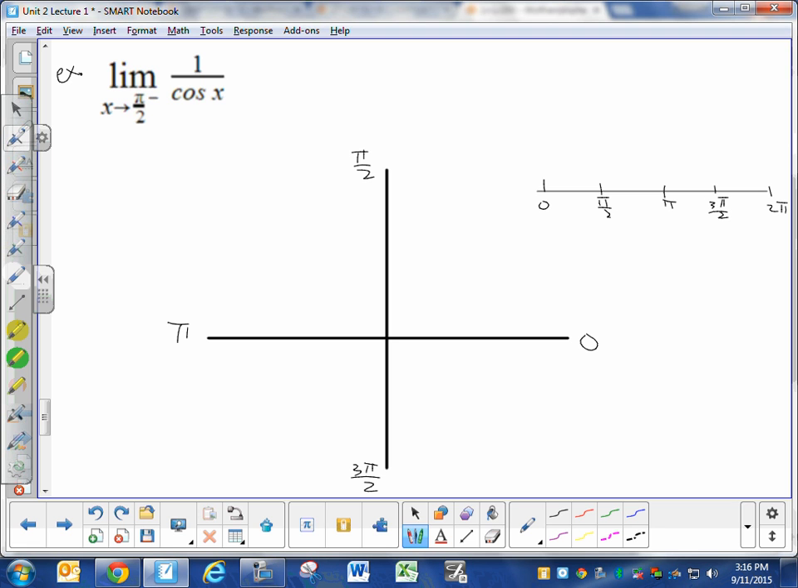Okay? Trying to find the limit as x approaches pi over 2 from the left of 1 over cosine of x. Well, I know that if I plugged in pi over 2 into cosine, the cosine of pi over 2 is 0. So that means this function has a vertical asymptote at pi over 2. But the question is, is my function going to be approaching that asymptote in the positive direction or the negative direction to the left of pi over 2? So really the question becomes, what goes over this 0?